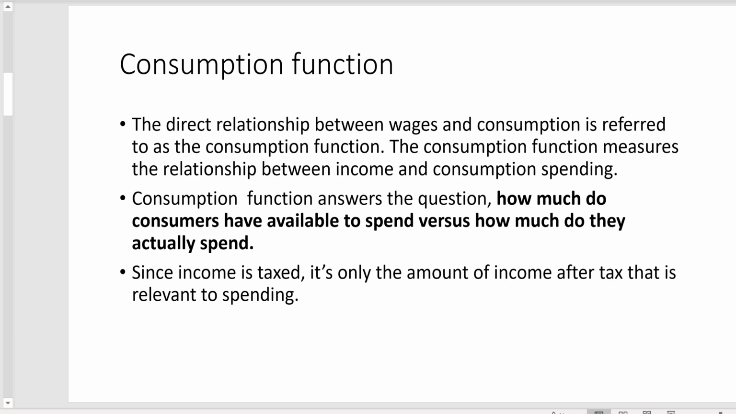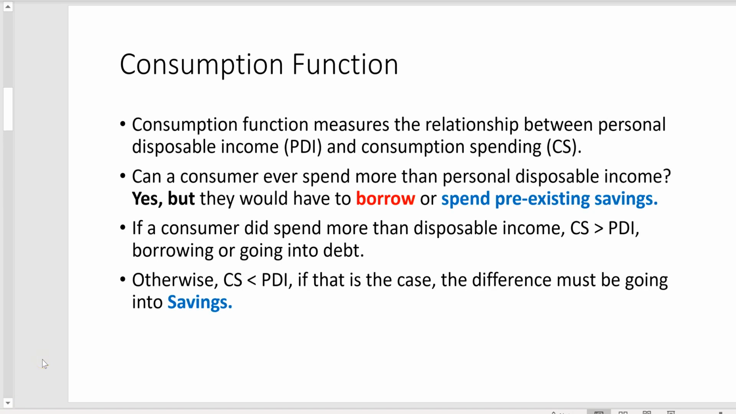Because income is taxed, it's only the amount of income after tax that is relevant to spending, and that is what we call disposable income. So the consumption function is going to measure the relationship between personal disposable income and consumption spending. Can a consumer ever spend more than personal disposable income? Yes, but they would have to borrow to do it, or they could spend pre-existing savings.